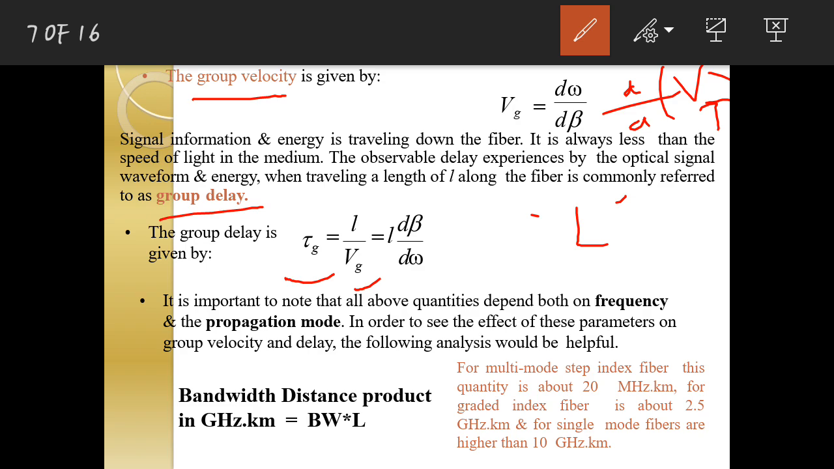The next component is called the bandwidth length product. You have the bandwidth of your transmission medium multiplied by L. Bandwidth is in gigahertz and L is in kilometers, that's why the unit is gigahertz kilometer. Here I've given a small example. For a multimode step index fiber, it is 20 megahertz kilometer. Graded index is 2.5 gigahertz kilometer. For single mode, it is 10 kilohertz kilometer. Therefore, single mode fibers offer the maximum bandwidth length product. The higher the bandwidth length product, the better the system.